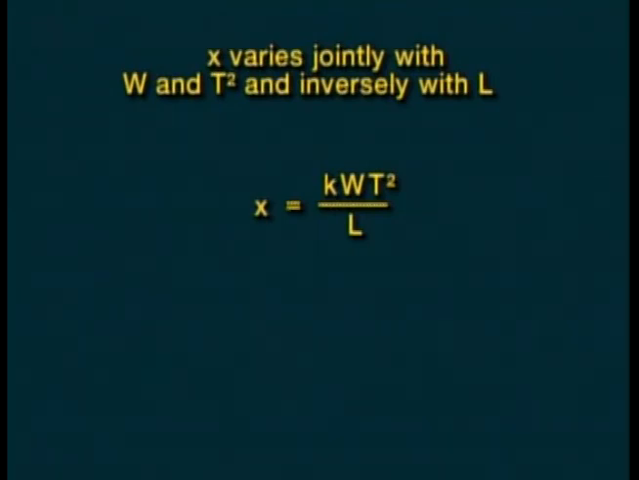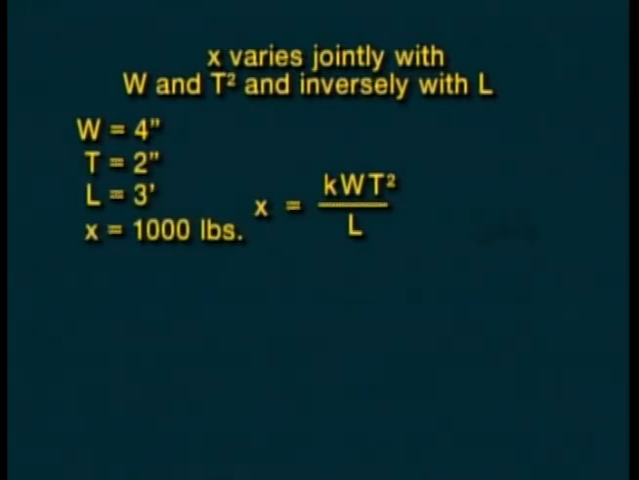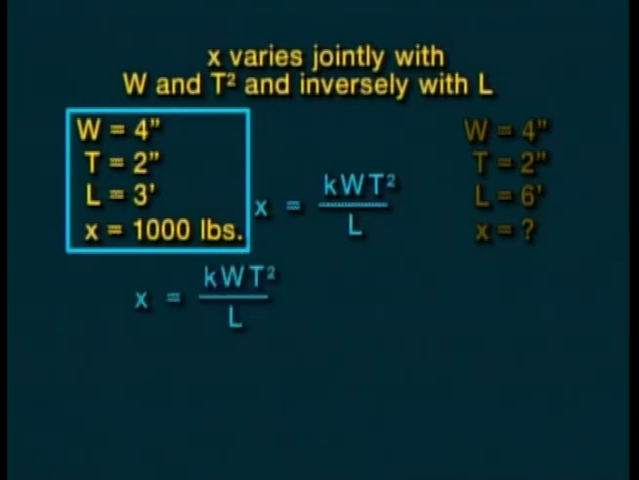Suppose a beam that is 4 inches wide, 2 inches thick, and 3 feet long supports 1,000 pounds. How much weight could a beam with the same width and thickness support if we increased its length to 6 feet? To find out, we'll have to determine the constant of variation. To find K, first substitute the values we know in the formula. X is 1,000, width is 4, thickness is 2. Length is 3 feet. Be careful here. We've used inches for all the other units, so we'll use inches here also. 3 feet is 36 inches. L is 36.